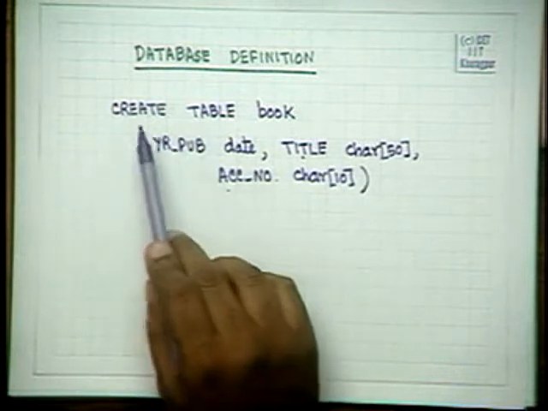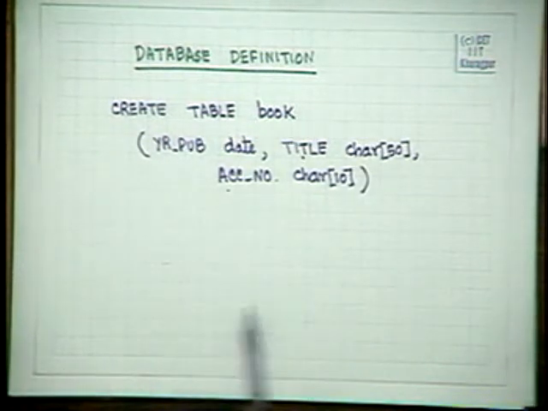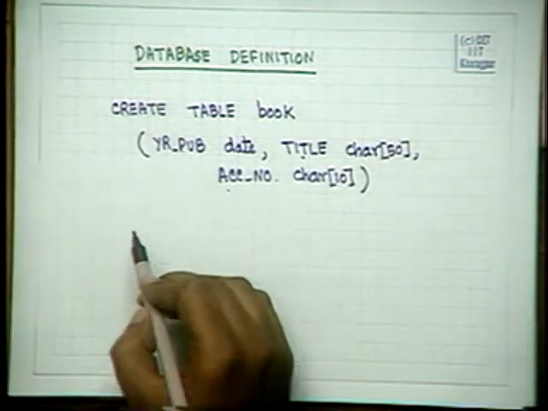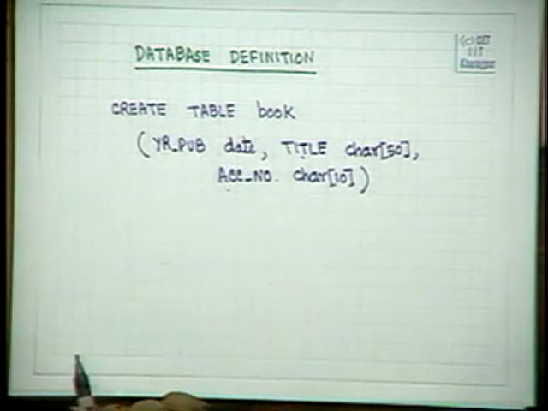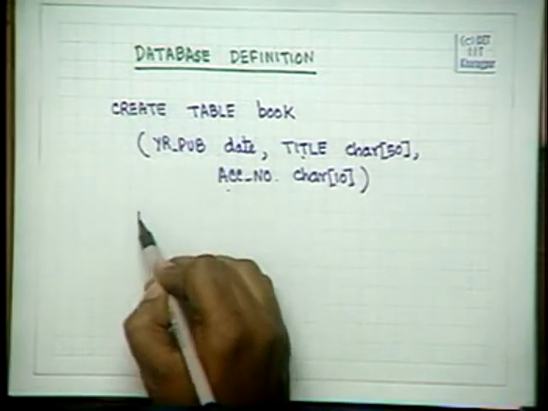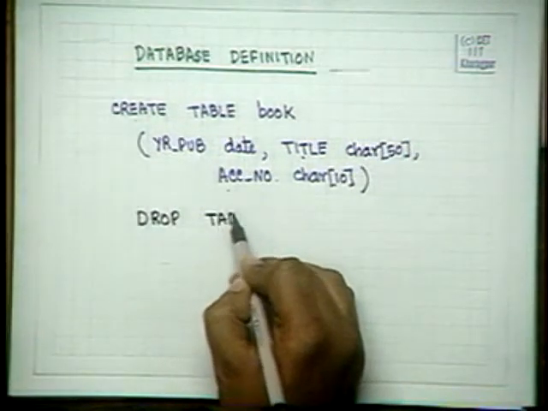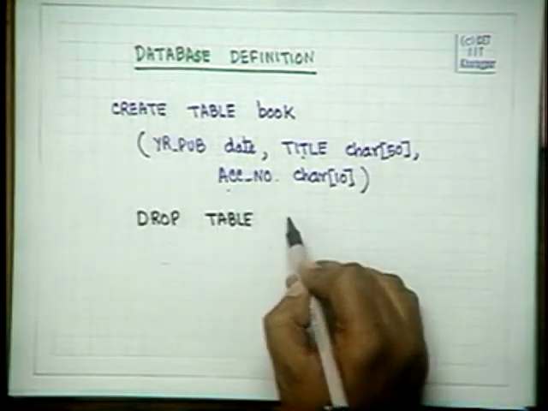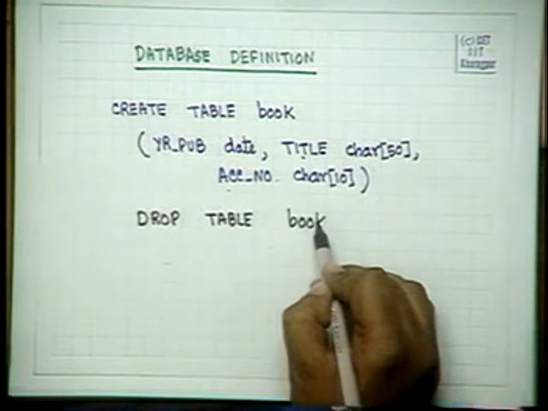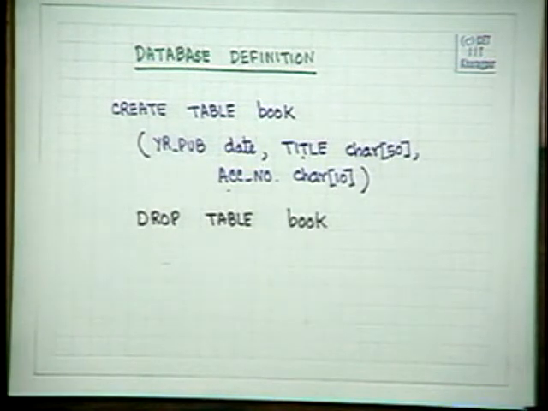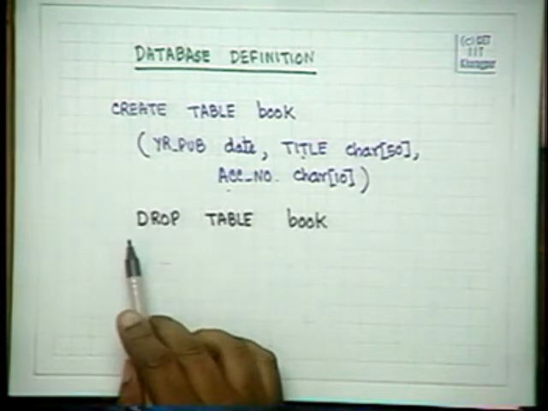So for all the tables, you create these tables, and in the middle of your operation, if you want to remove a table, suppose you want to remove this table, then you write drop table book. This will destroy the table.